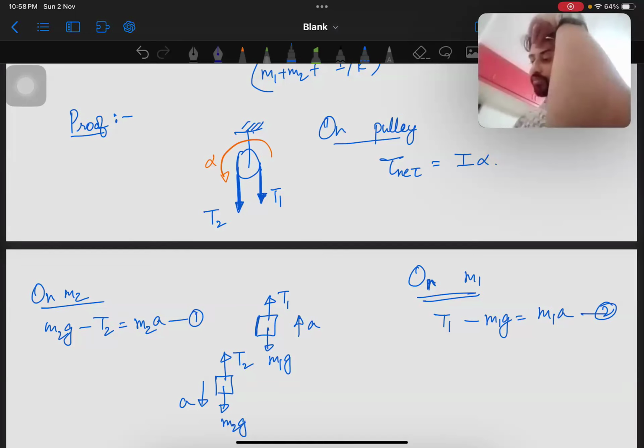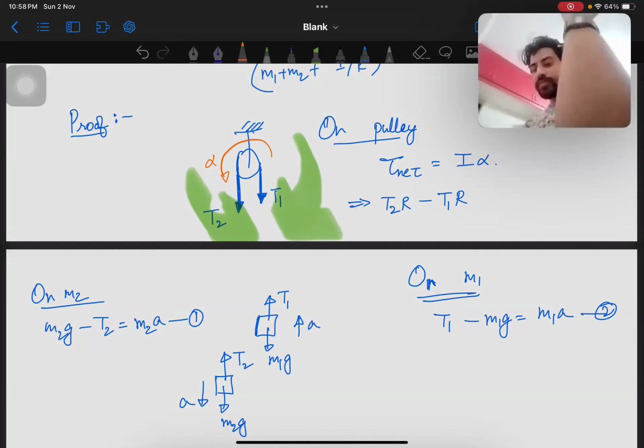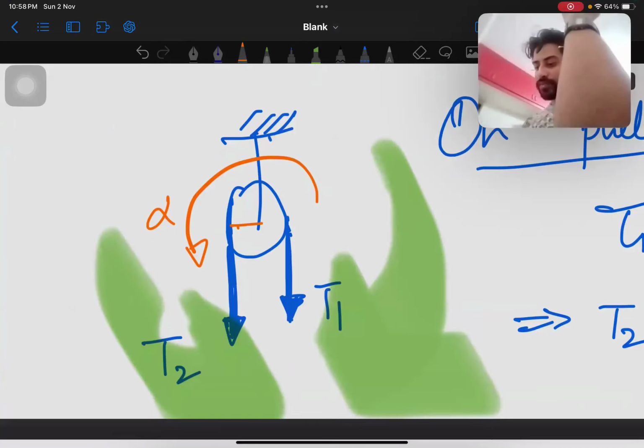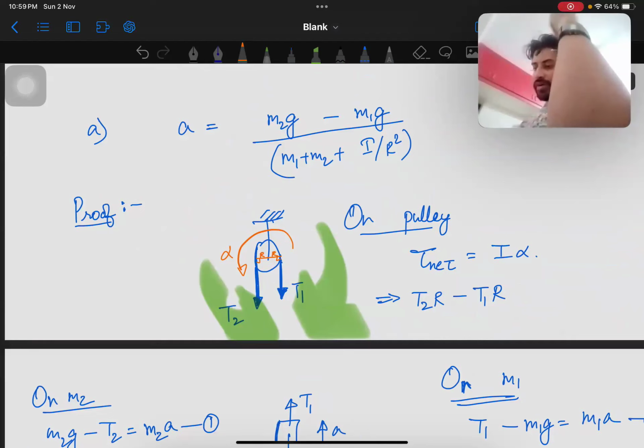So now let us write that this is T2 multiplied by the radius minus T1 multiplied by the radius. The torque due to T2 will be positive because it is in the sense of alpha, whereas the torque due to T1 is in the opposite direction of alpha, so it's a negative torque. The perpendicular distance is the radius, and sine theta is sine 90. All right, so this becomes equal to moment of inertia times alpha. This becomes equation number 3.